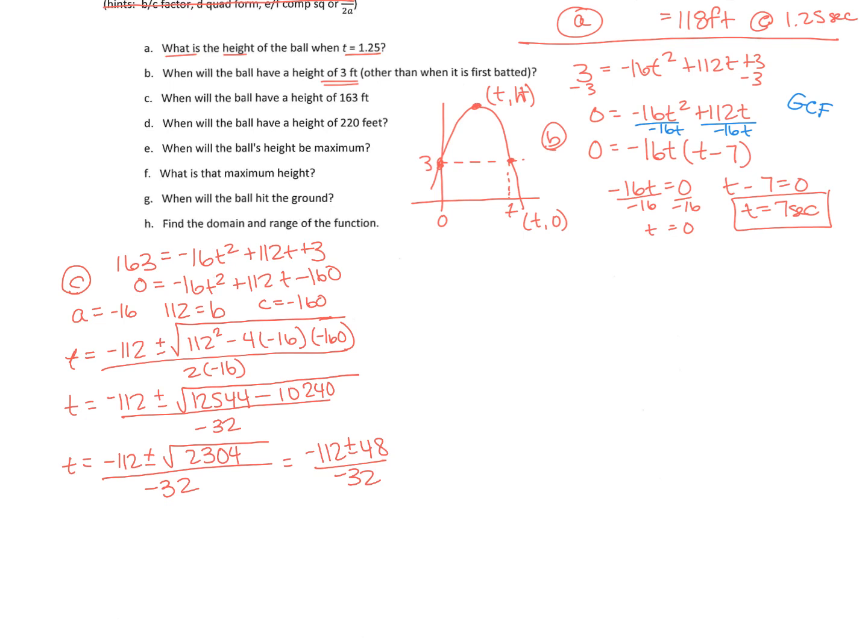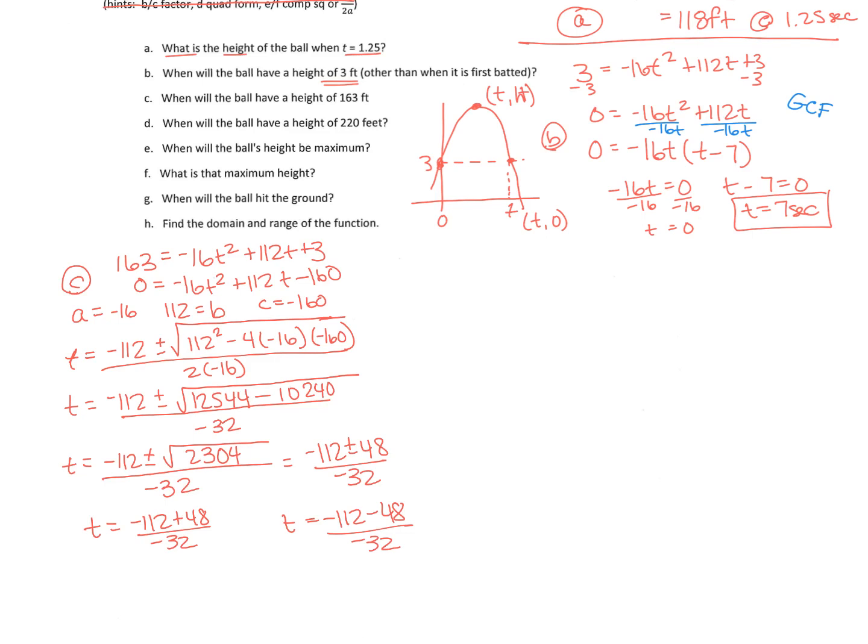Don't cancel anything unless you're going to cancel it from all three terms. But this means I have two answers for t. One answer is negative 112 plus 48 over negative 32. And the other answer is negative 112 minus 48 all over negative 32.